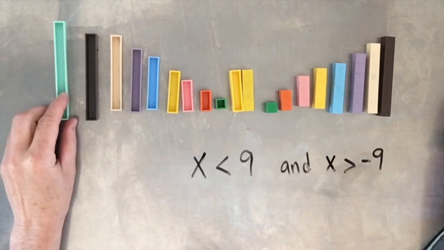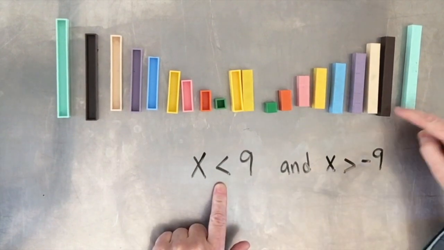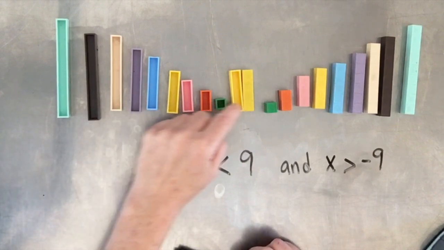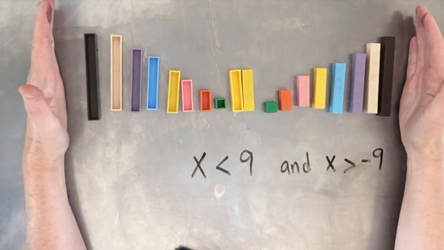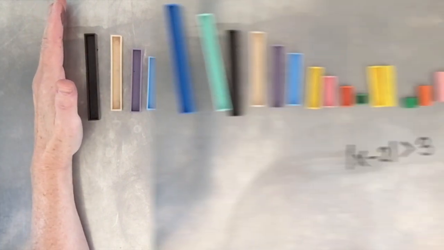And let's put those back in here. What they're saying is it's all the numbers that are less than 9 and also all the numbers that are greater than -9. So all the numbers in here are less than 9 steps from 0.